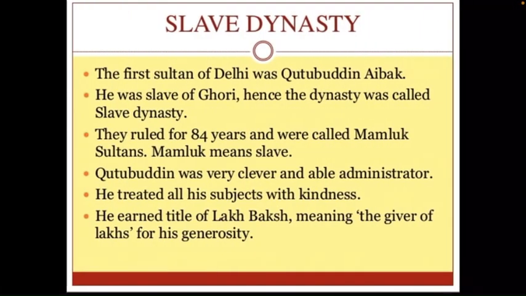First of all, we are going to study about the Slave dynasty. The first Sultan of Delhi was Qutbuddin Aibak. He was a slave of Muhammad Ghori. Hence, the dynasty was called the Slave dynasty. They ruled for nearly 84 years and were called Mamluk Sultans. Mamluk means slave. Qutbuddin was very clever and an able administrator.